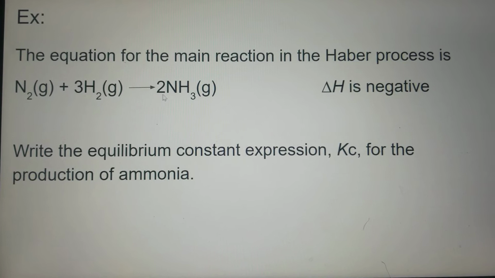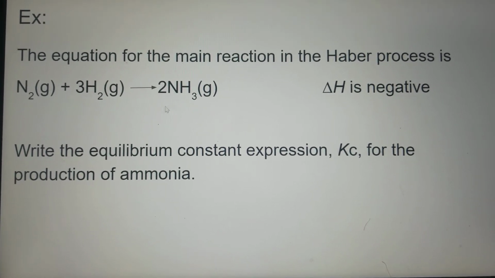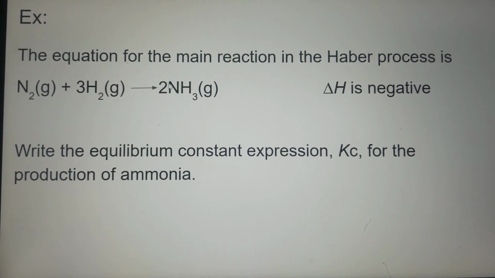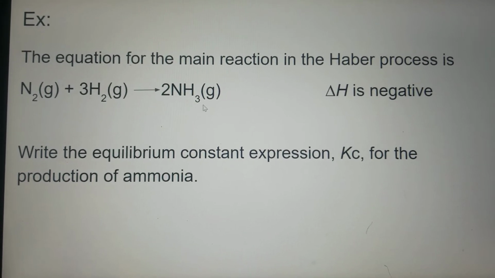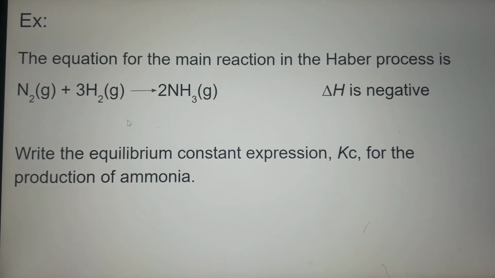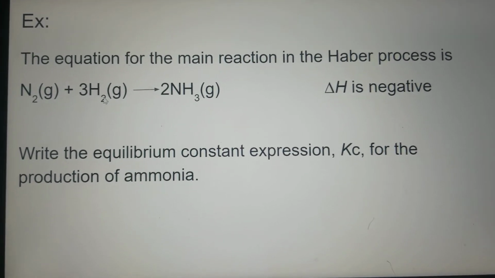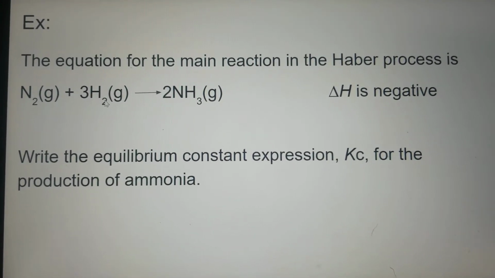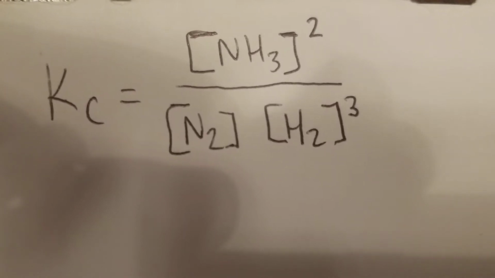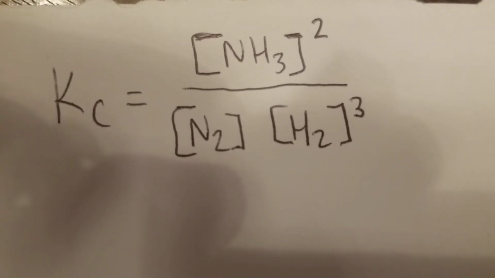So now you would write the equilibrium constant expression Kc for the production of ammonia. That would be the concentration of the product, which is NH3, divided by the concentration of both of the reactants. I'm going to show you how you write that and add it to your notes. So this is how you would write the Kc value.